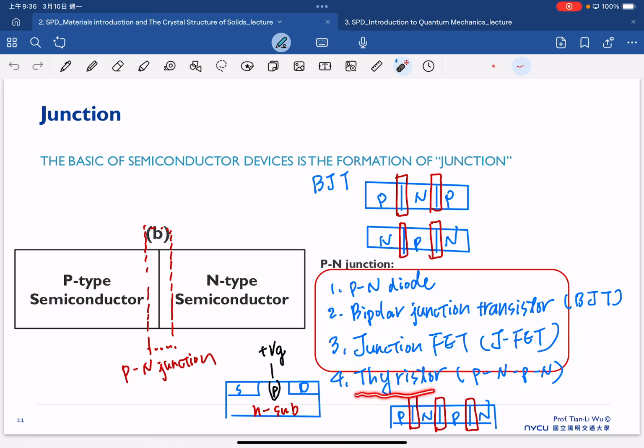And the last one is that we can consider a 4-layer junction structure of PN. That's what we call a thyristor.